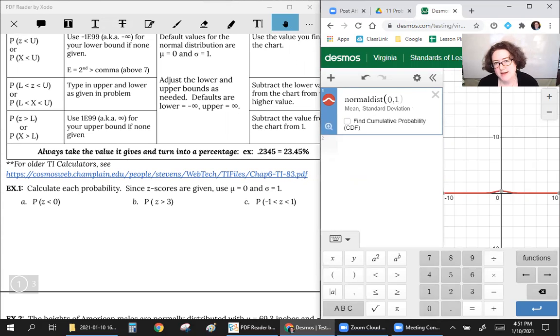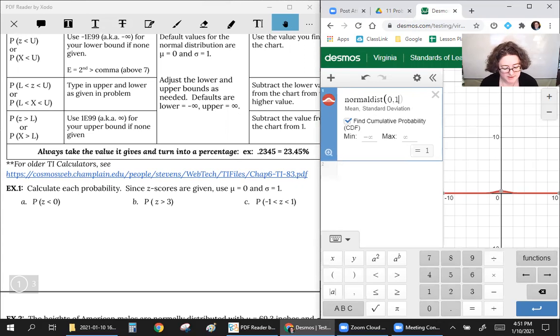So next, you need to click the box that says find cumulative probability, so the CDF. So check that box and you have a minimum and a maximum value. And so you need to type in what's the lower bound of the scores you're looking at and the higher bound of the scores you're looking at.